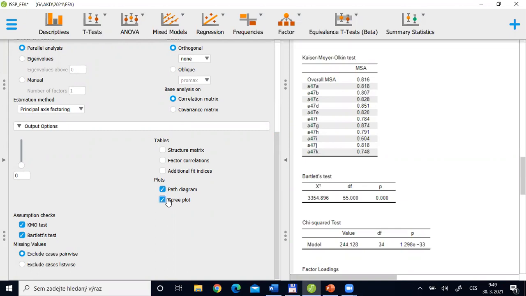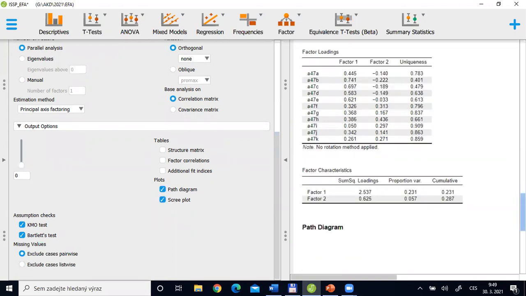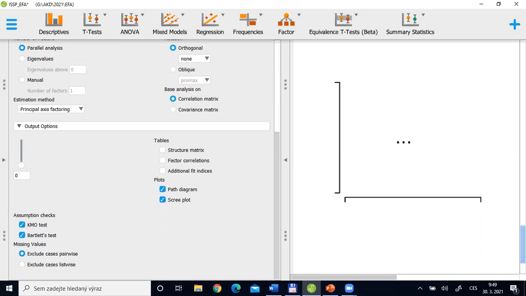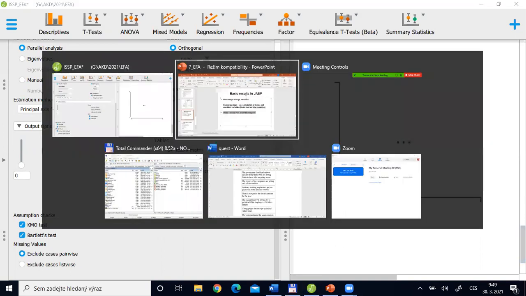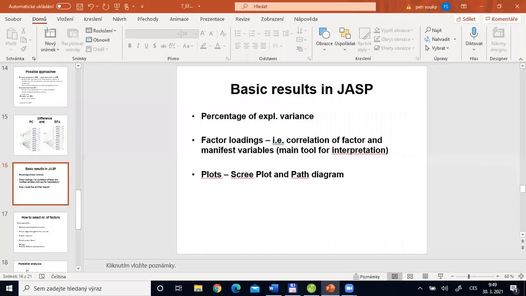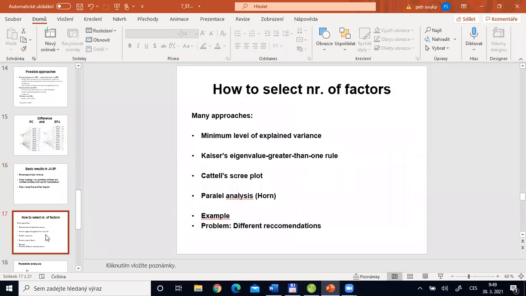And if we wait for a minute, JASP will prepare pictures for us that can help us to interpret results, and that can help us also to decide how many factors we should select for my data. So I would go down, and here we would see in a few seconds pictures, and before JASP computes results, I would go into my presentation, and I will give you some theoretical insight into this topic.